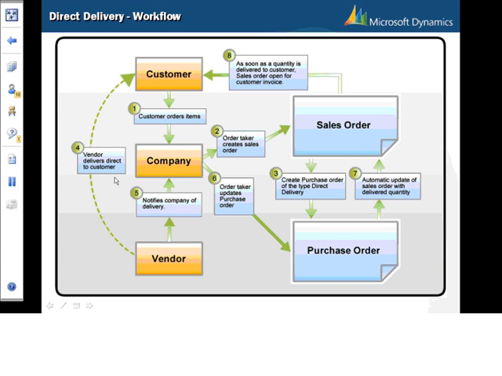So the purchase order is created automatically. The vendor delivers directly to the customer, and the vendor notifies the company of the delivery. After that, the order taker updates the purchase order, and there is an automatic update of the sales order with delivered quantity, and the delivery is recorded. As soon as the quantity is delivered to the customer, the sales order is opened for customer invoice, and we are invoicing the customer.